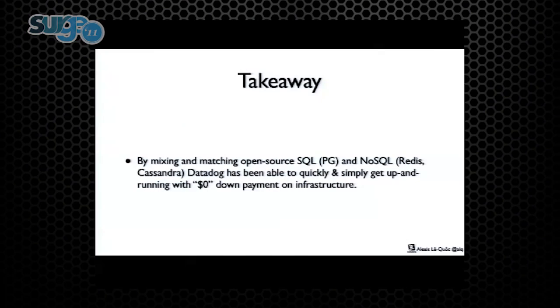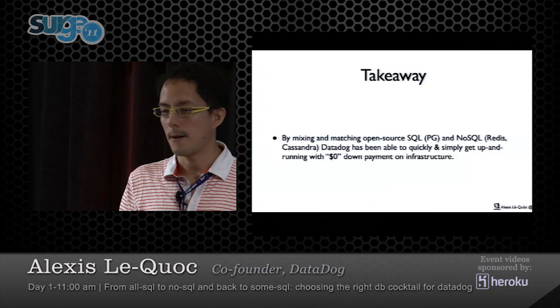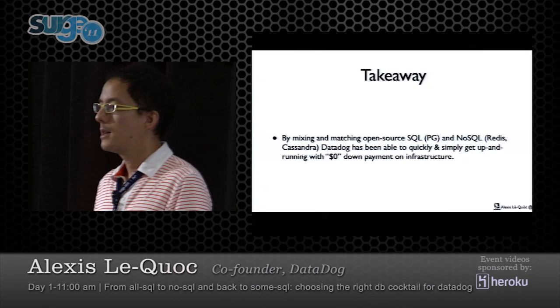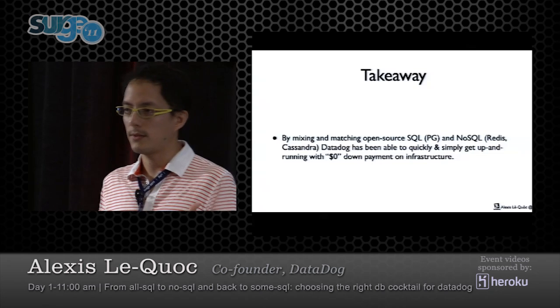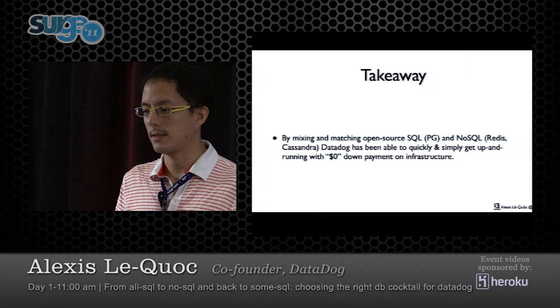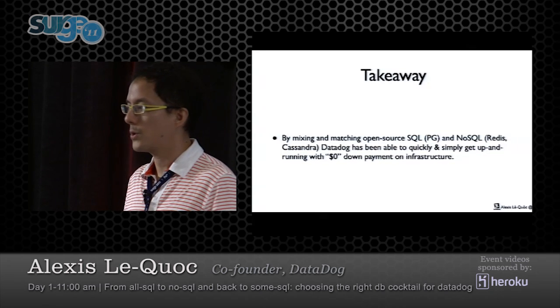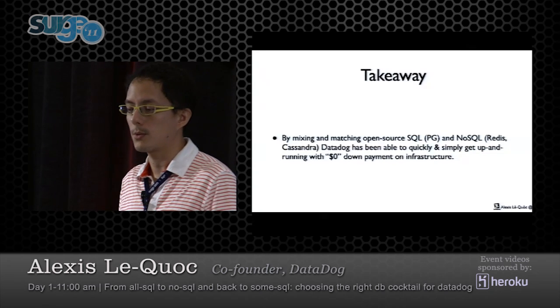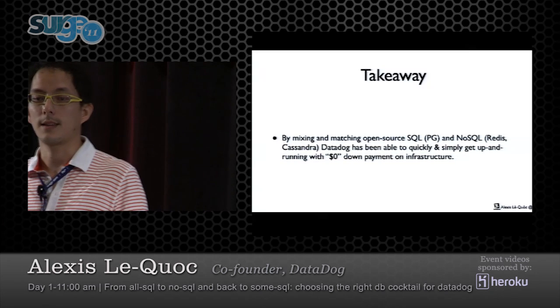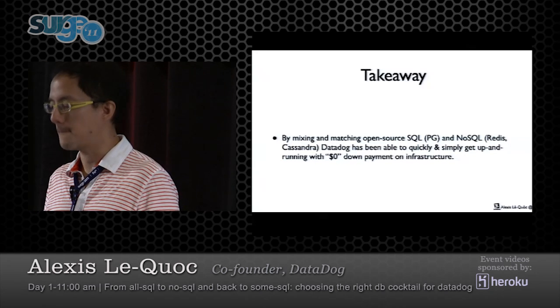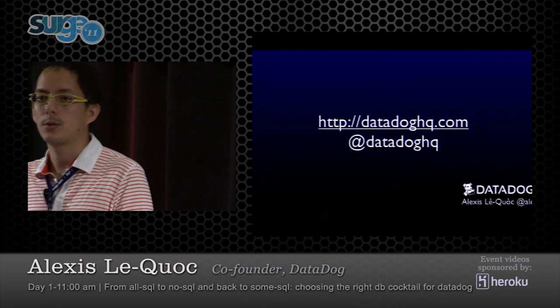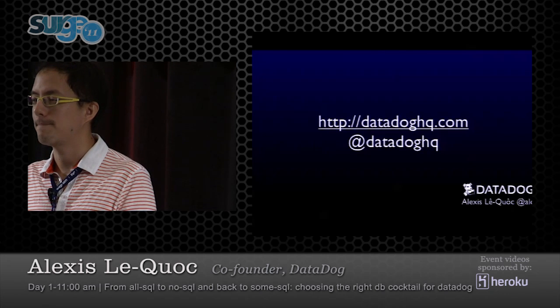So, as a takeaway of this, I would say that we've built the mullet with just open source stuff. We haven't spent a dime on licensing. It was relatively quick, I think, given the size of the team, and we didn't have to spend a single dime on infrastructure. So, I think that was good.